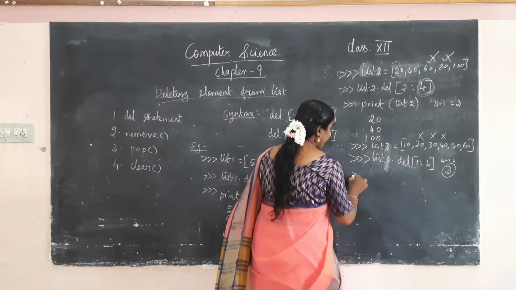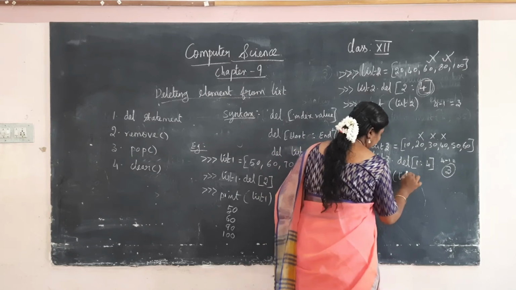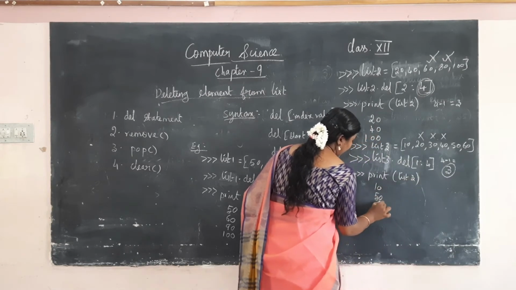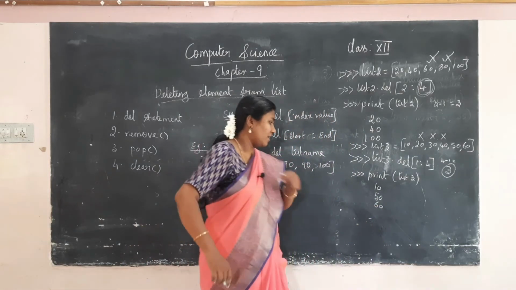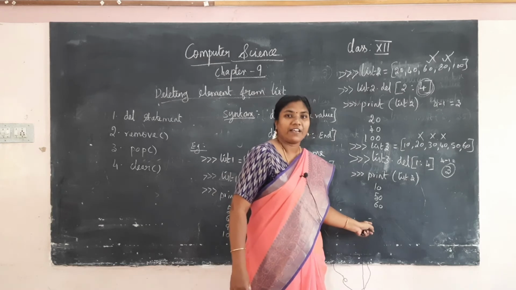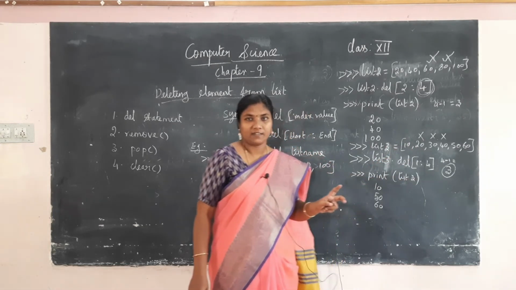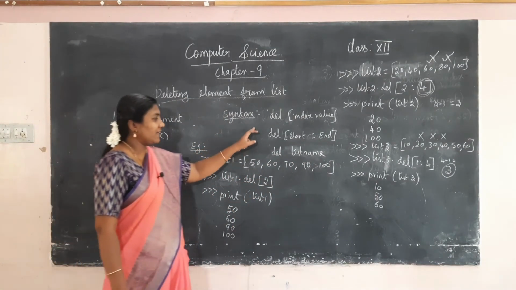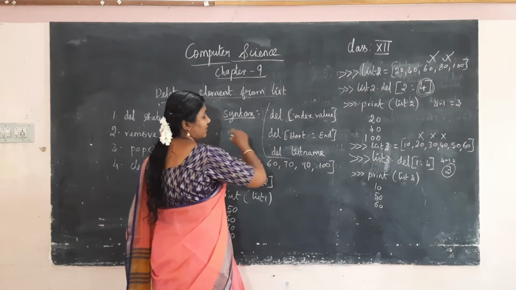So if I ask to print list 3, what will be my output? 10, 50 and 60. Okay. So this will be my final list, because 20, 30 and 40 have been deleted. Clear students? So in the del statement there are three ways you can use it.